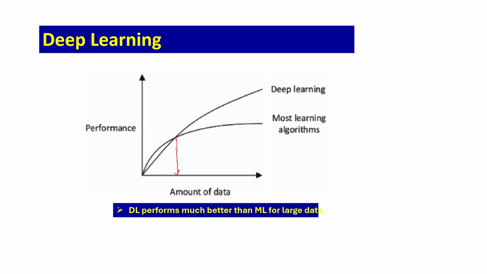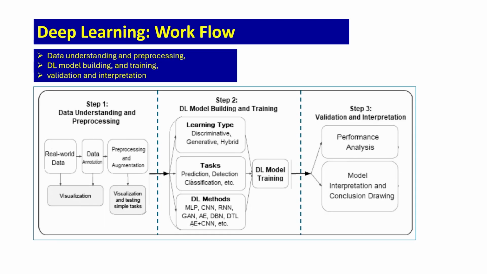So, this is the break even point. You can see here that there is the crossover. Below this, machine learning performs better, and above this, deep learning outperforms the machine learning models. So, when you have less data, please do not try to use deep learning. First try to get more data, and this can then be used for deep learning models.